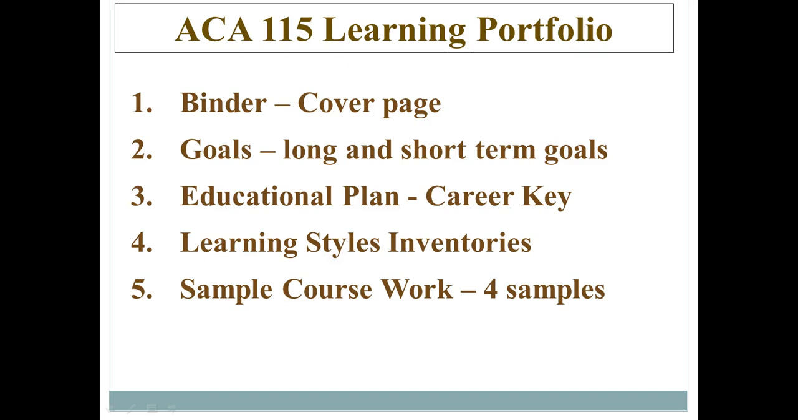You're also going to have to create an educational plan. So this will be another tab. And there you're going to put a career key and your educational plan, your 2-year plan for what classes you're going to be taking. The next one you're going to have is learning styles. And you're going to have 4 inventories that you'll put into there, and you'll get information on a rubric that'll show which ones go into your portfolio. The next area that needs to be tabbed is sample coursework. Here you're going to have 4 samples of graded coursework you've done through this semester. It can be homework, a test, a paper you've written. Any of that can go into this area.